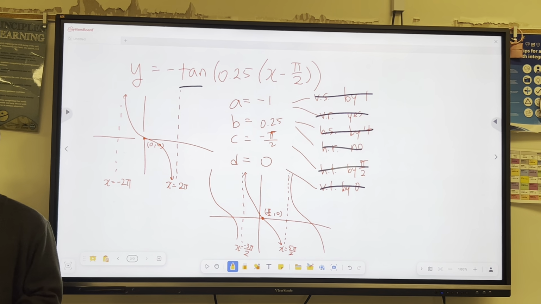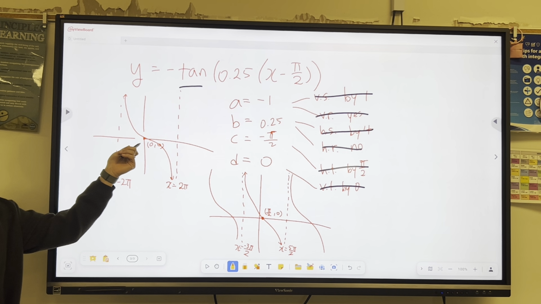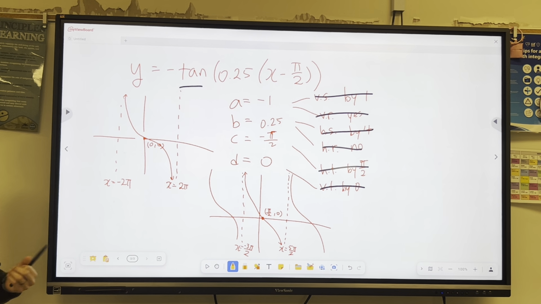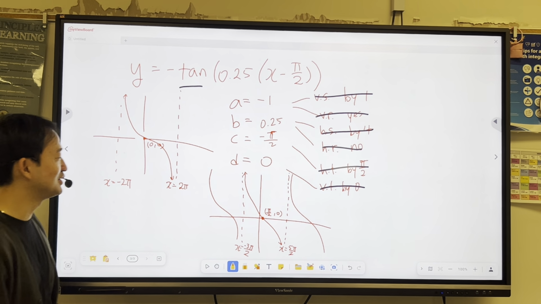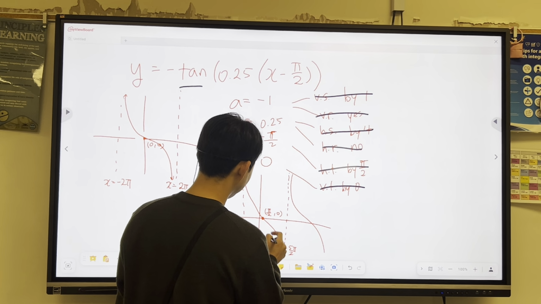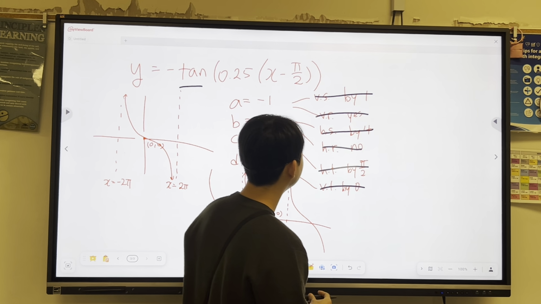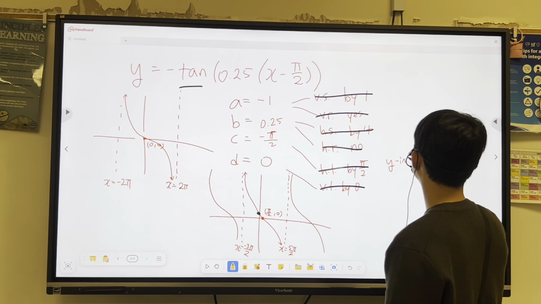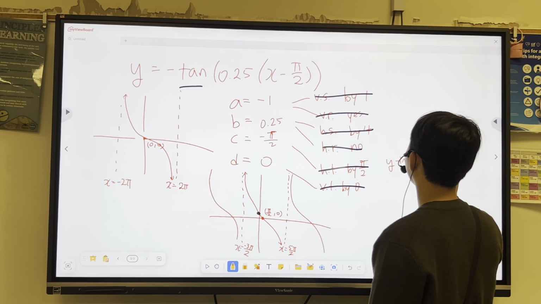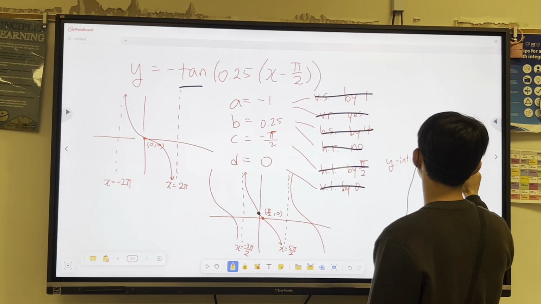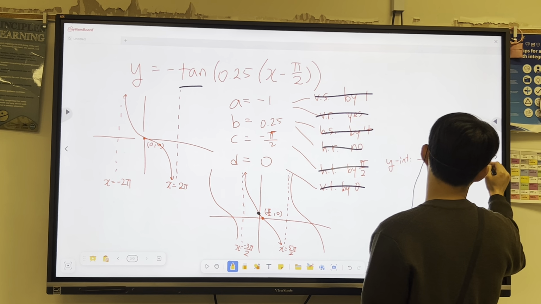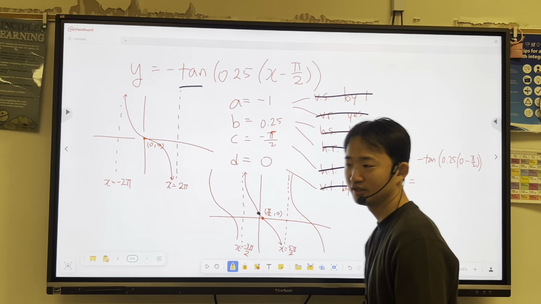I need to find the y-intercepts. It used to be just 0, 0, so I didn't have to bother at all. But now I need to find the y-intercept. Well, good news is that y-intercept is always the easier one to find, isn't it? So let's find the y-intercept by just plugging in x equals 0. So that's negative tan of 0.25 times 0 minus pi over 2, close, close.